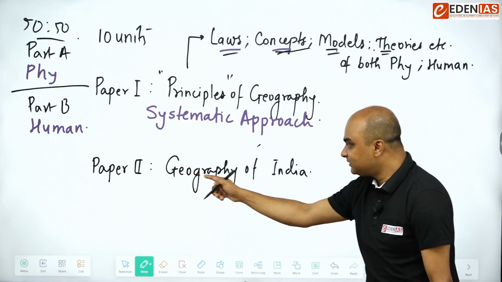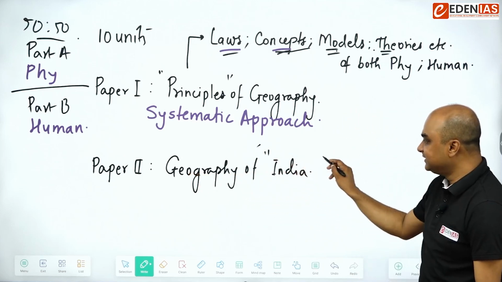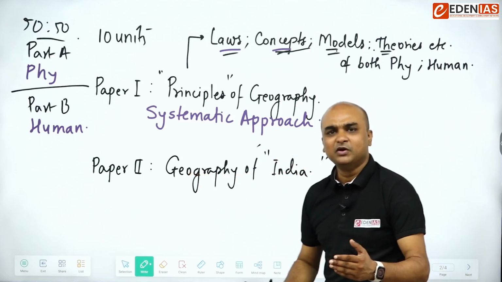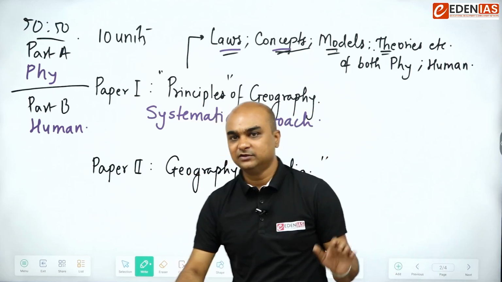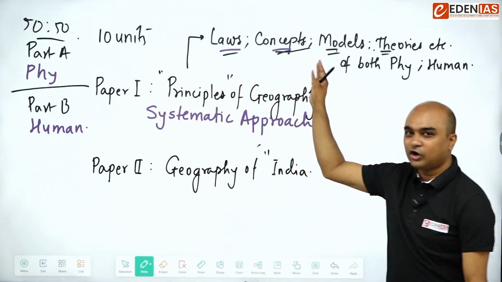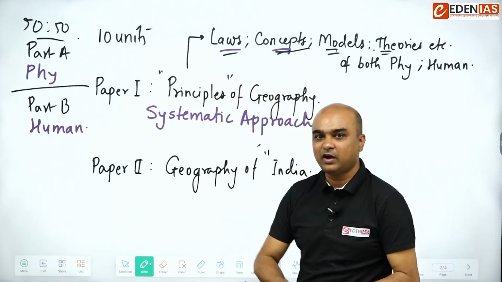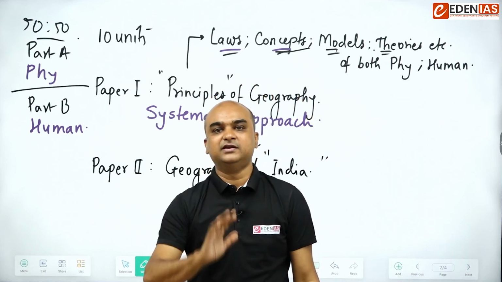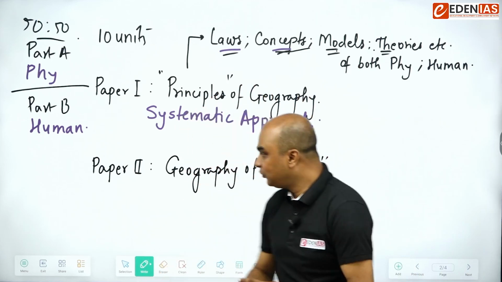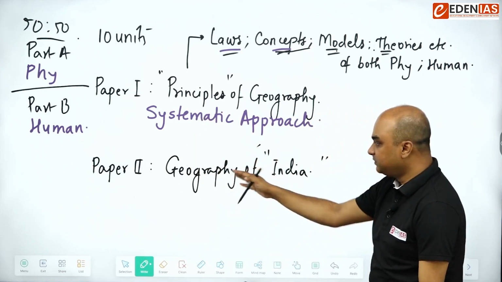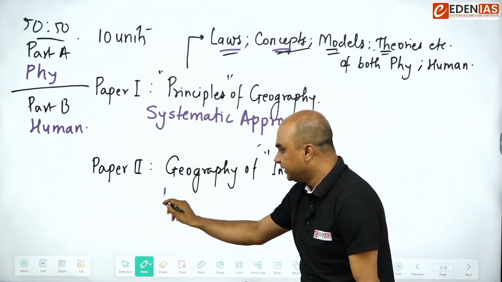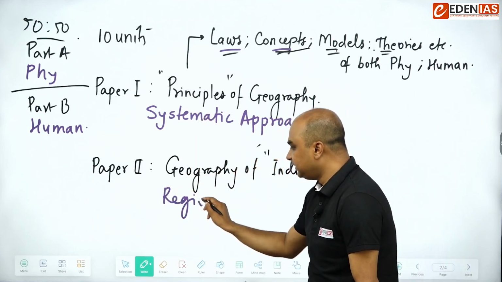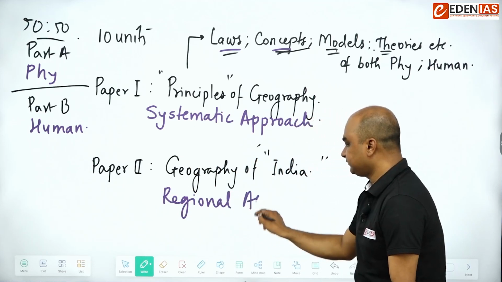Now if you look at paper 2, the keyword here is India. Paper 2 is just an extension of paper 1. All the laws, theories, models, concepts that you learn in paper 1 are applied in paper 2 in the context of India. ठीक है? So the approach that has been followed for paper 2 is the regional approach.